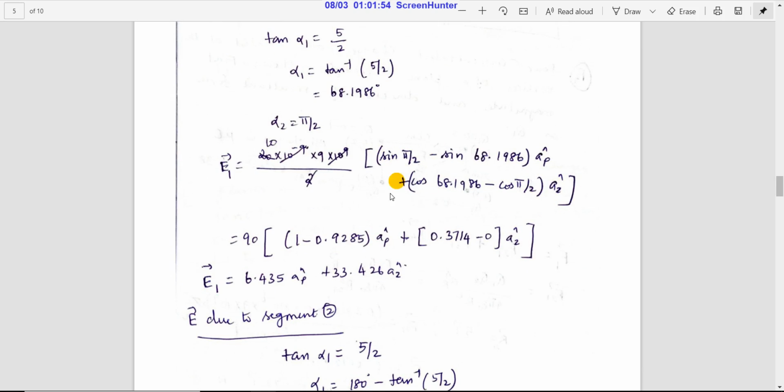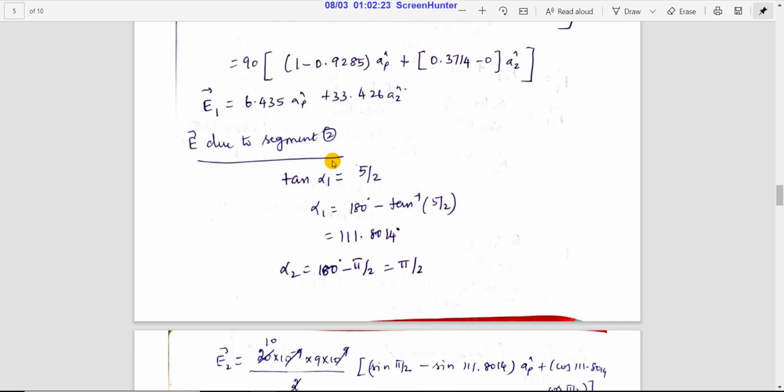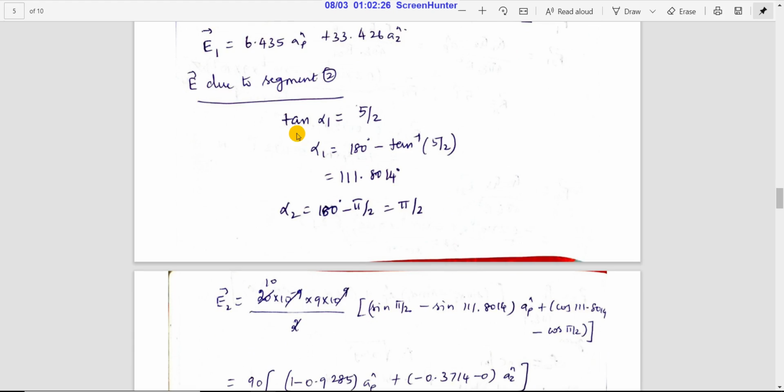So what is sine pi by 2? It is 1. Minus sine of 68.196 is 0.9285, and cos of this value is 0.3714, minus cos pi by 2 is 0. So if you estimate, then E1 is equal to 6.435 a rho cap plus 33.426 a z vector.